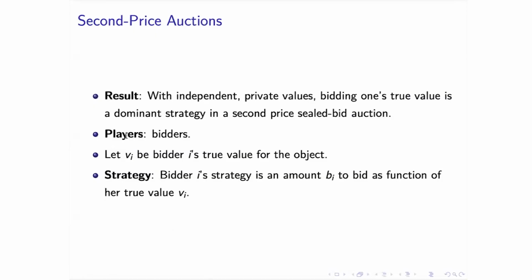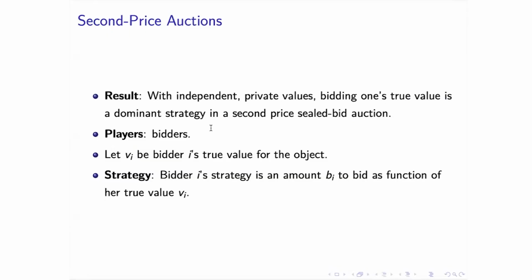And the dominant strategy here is being used in the game theoretic sense that you have studied before. Okay, so let's frame this auction as a game theoretic problem. Who are the players? The different bidders are the players. And how are the bidders identified? Each of the bidders has some true value for the object.